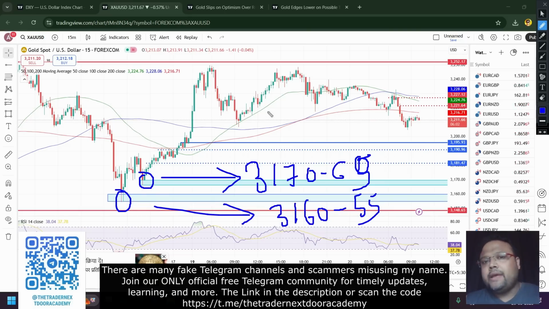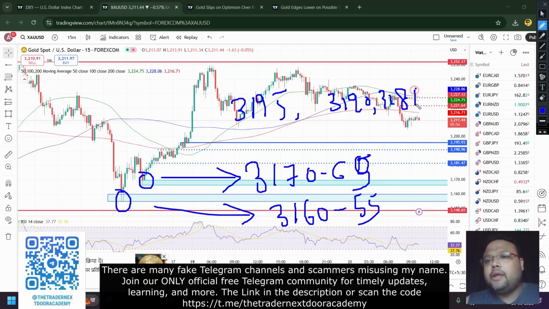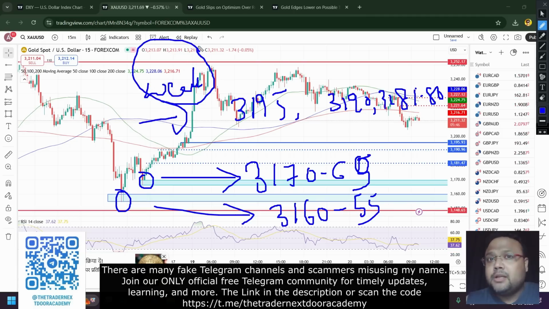So in simple words, we have 5 levels right now: 3195, 3190, then 3181.80. These are the 5 levels on the chart of gold, but these 5 levels are weak levels, because they are from the middle of the chart. But still, we have forcefully extracted them because we love to trade on gold. Otherwise, they are weak levels, not very strong. If the market remains like this, then only you can expect a bounce.